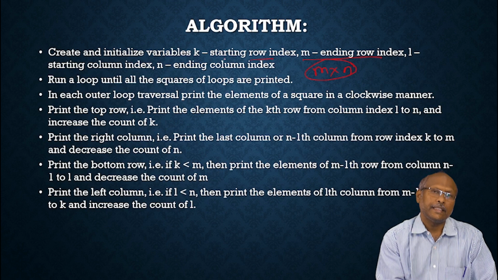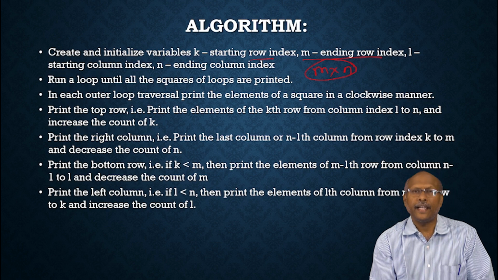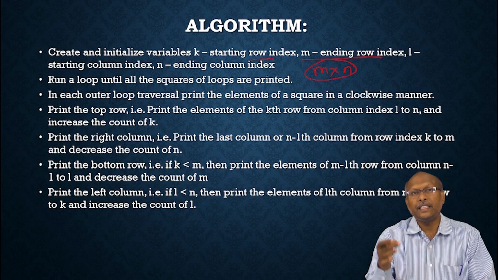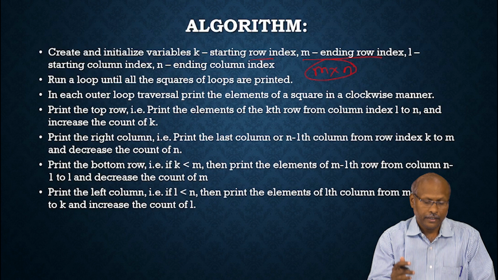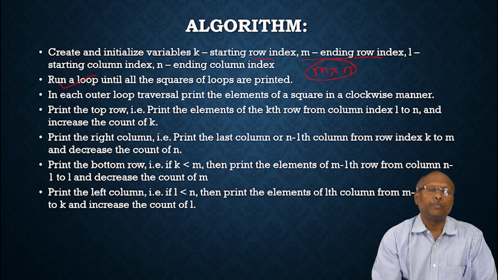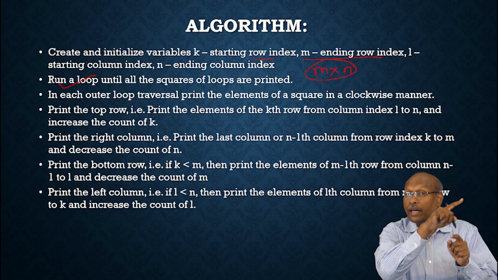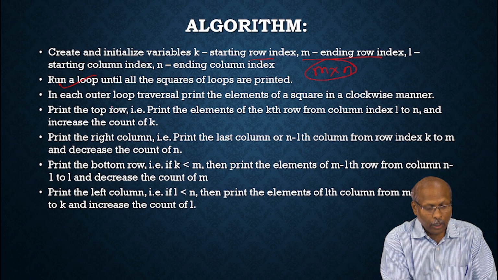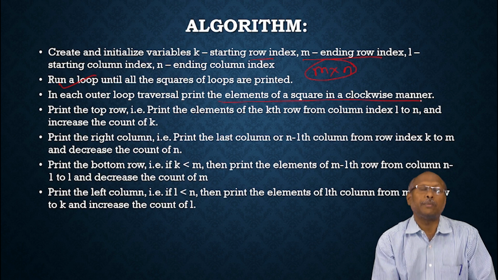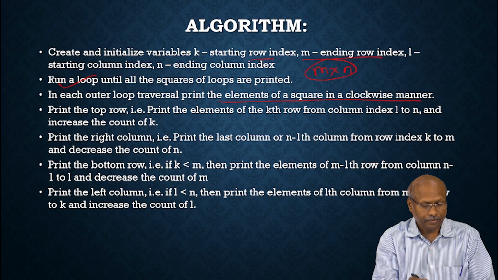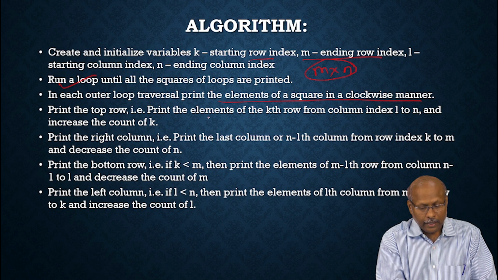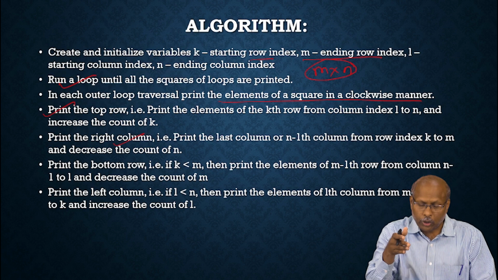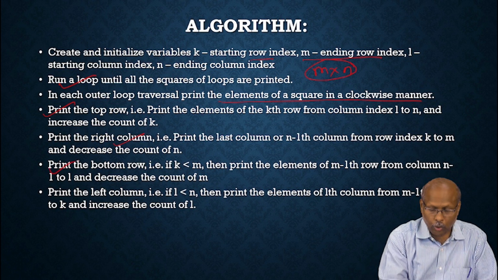So first initialize the two index k and l. K is the index which is counting my row index, and l is one more index which is counting my column index. And now you write a loop. The loop has to repeat until it covers all rows and all elements of the matrix. In each outer loop, traverse and print the element as square in a clockwise manner. It has to go in a clockwise manner. And print the top row. After printing top row, then print the rightmost column. First you have to print top row, then rightmost column, then it has to print bottom row.